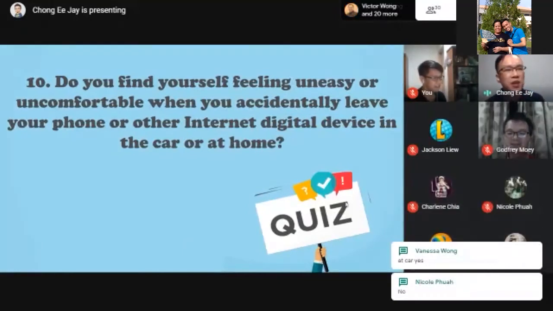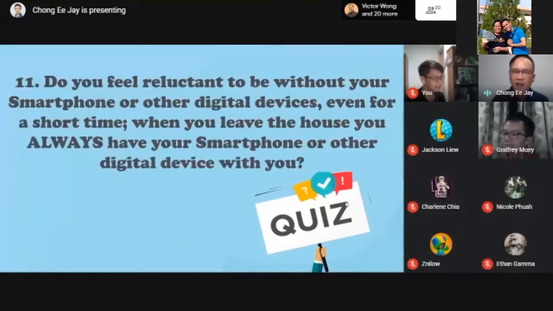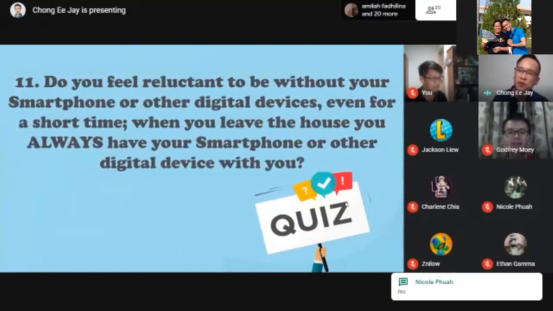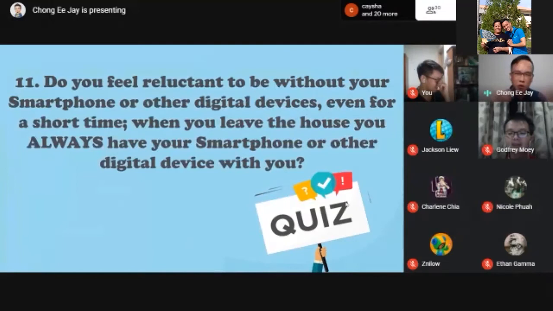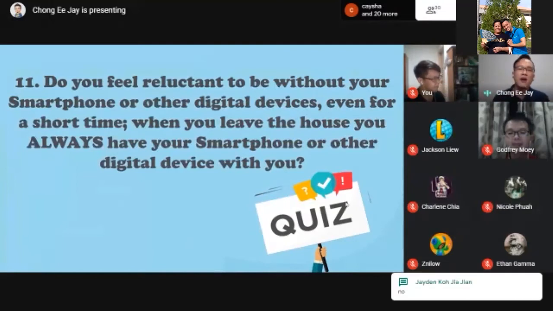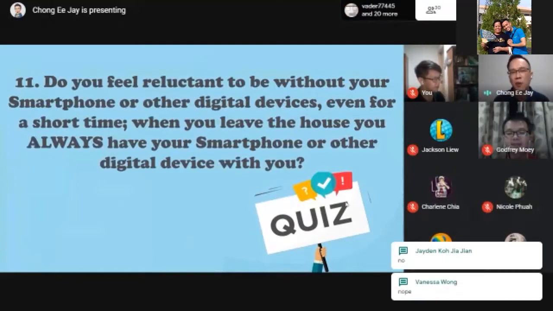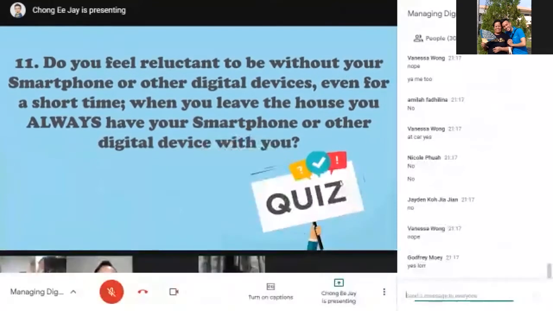Second last question, number 11. Do you feel reluctant to be without your devices, even for a short time? When you leave home, you always have your smartphone or digital device with you. That means if you are challenged one day, say, hey, let's go, mama, but we don't bring our phone. Wow, cannot, because I need to go, must take a picture, must selfie, must update my Instagram, and all those. Yeah, you feel reluctant, you don't want to do it.